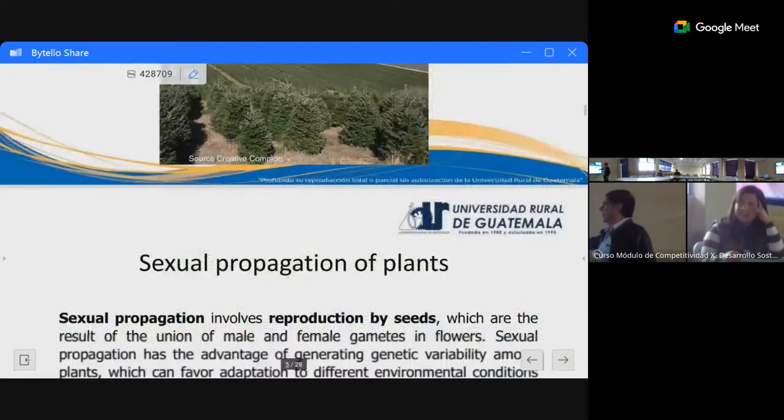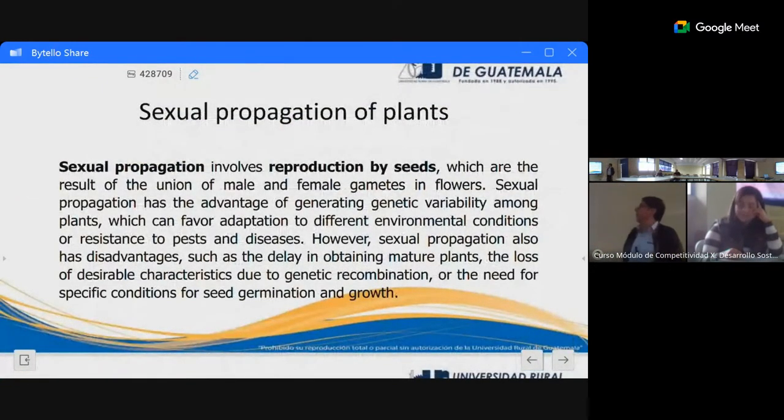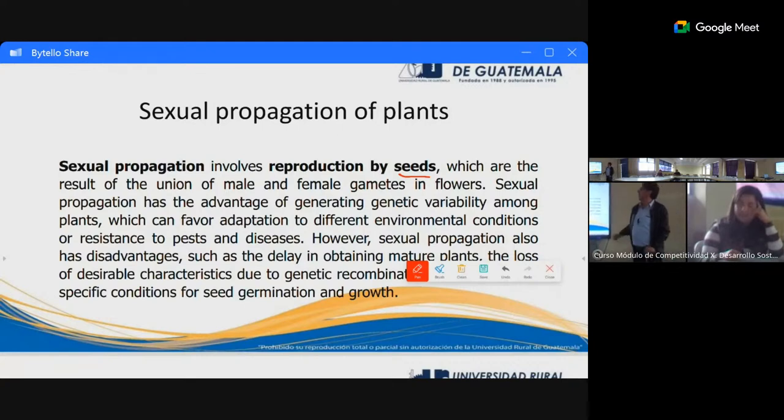Let's continue. Sexual propagation involves reproduction by seeds, which are the result of the union of male and female gametes that we talked about before. In flowers, sexual propagation has the advantage of generating genetic variability among plants, which can favor adaptation to different environmental conditions or resistance to pests and diseases.